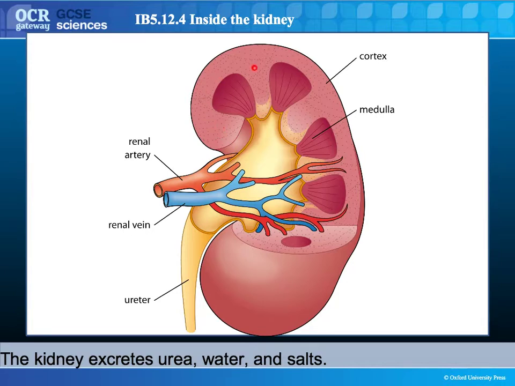Here we've got the cortex of the kidney. These parts here are the medulla, where the filtering units are found, and they filter down into this tube called the ureter, which connects the kidneys to the bladder. Now, at this point in the kidneys, this is where excretion of urea, water, salts and glucose will happen.